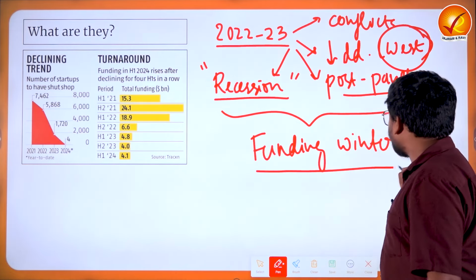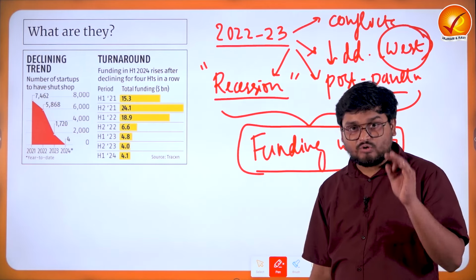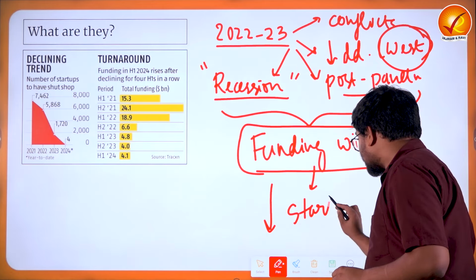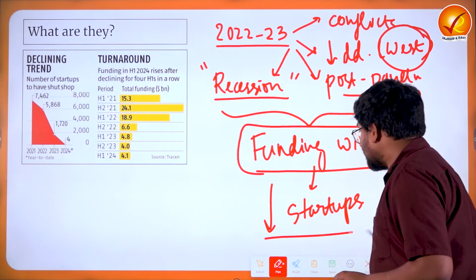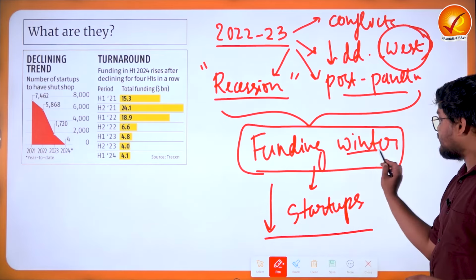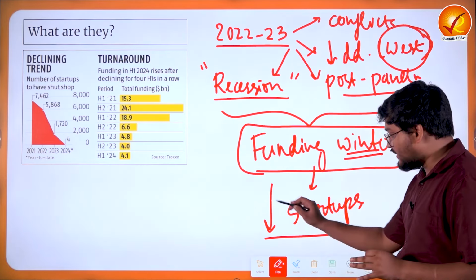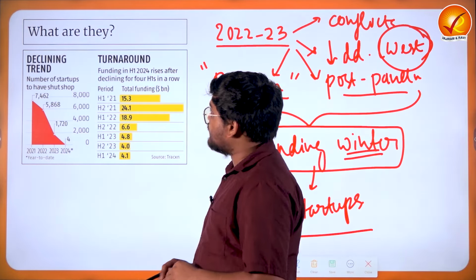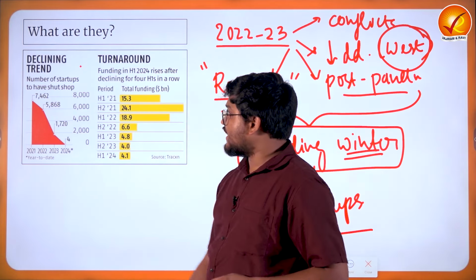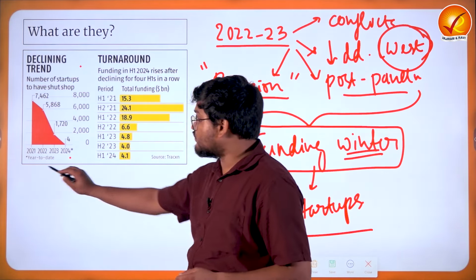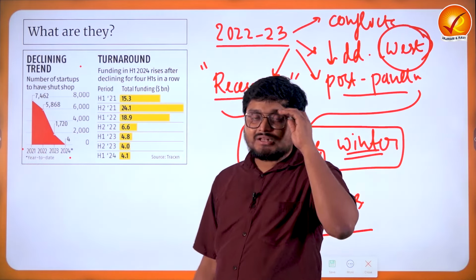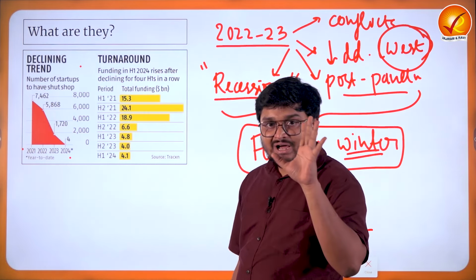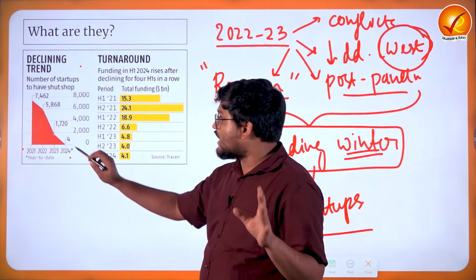Funding winter. The reference is to the Western media, which means that funding for startups has been decreasing over a period of time. That is known as winter, associated with a decreasing trend. And as you can see from this graph also, the number of startups that have shut shop from 2021 to 2024 is increasing. The number of startups which are not doing any kind of business is increasing, and the amounts are also high.